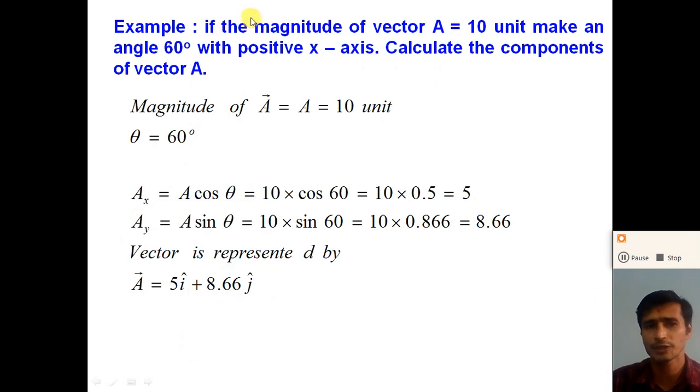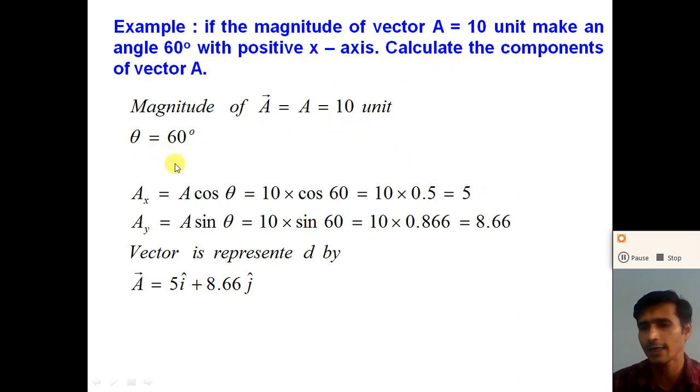Example number one. If the magnitude of the vector a is equal to 10 units and it makes an angle of 60 degrees with the positive x-axis, calculate the components of the vector: the component in the direction of the x-axis, ax, and the component in the direction of the y-axis, ay, and represent the vector in component form. So here the magnitude of the vector is given: a is equal to 10 units, and the angle with the positive x-axis, theta, is equal to 60 degrees.